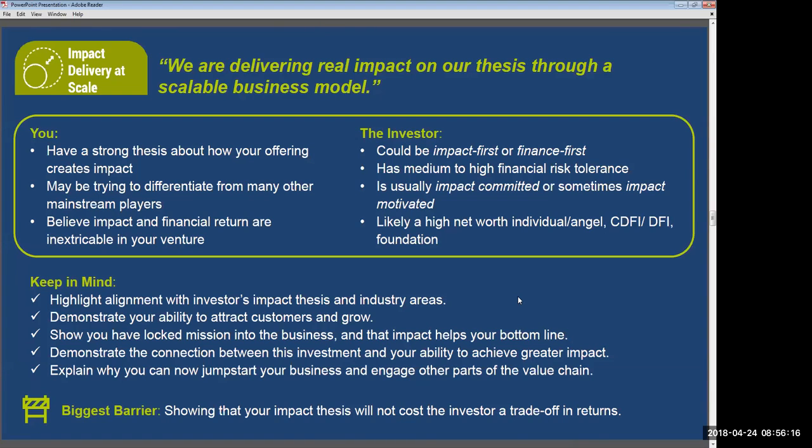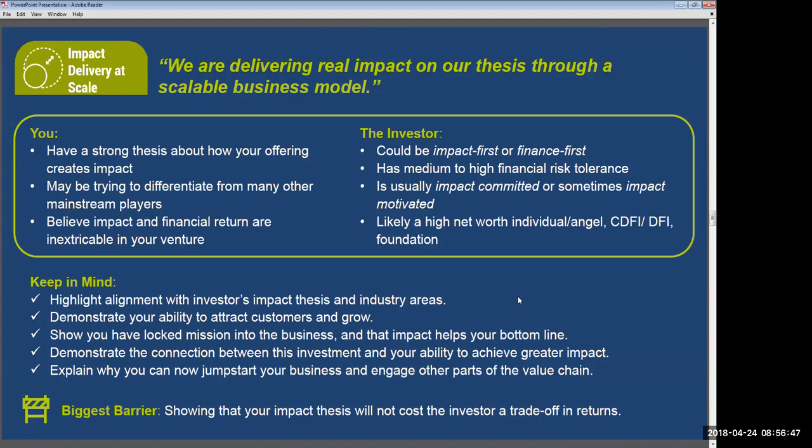And so the biggest barrier for this is showing that your impact thesis is not going to cause a trade-off as you grow, and that there is a connection between this investment and your ability to actually scale what might already be working. Even though people have this in their head, this is usually not the first capital that you're going to get. This may be the second or third capital that you're going to get, where someone's saying, I want to see that you have a unit model that works, and now I want to believe that my capital can help you scale it.